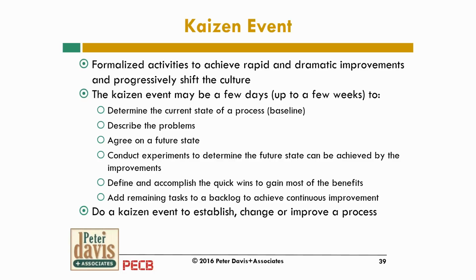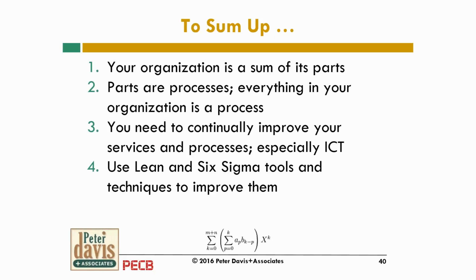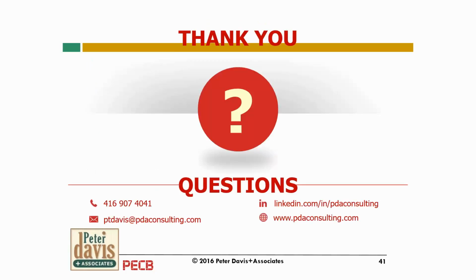And again, you want to do a Kaizen event to maybe establish a process, change your process, or improve a process. At the end of the day, your organization is the sum of its parts. Parts are processes. Everything in your organization, within IT and outside, is a process. Your organization is just a conglomeration of processes. So it behooves you to continually improve your services and your processes, especially those within information and communications technology, where in the past there tended to be a lot of fat or feather bedding built in. We used to build slack into our projects. So you can use Lean and Six Sigma tools and techniques to improve them. So that's it. I'm happy to answer any questions you might have.